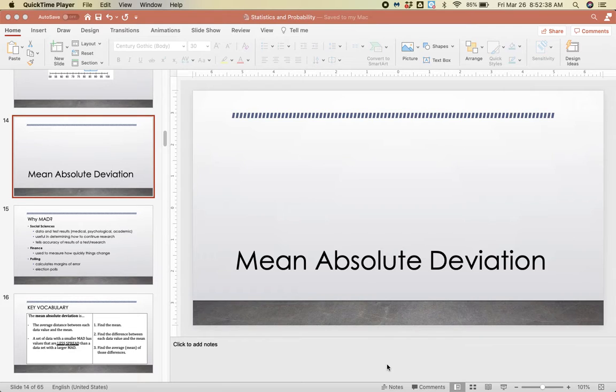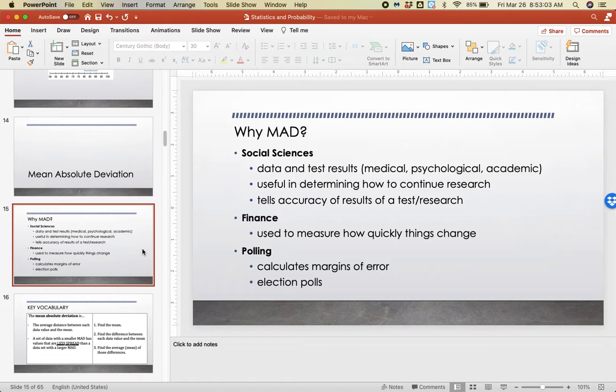We will discuss how to calculate the mean absolute deviation. As I mentioned in the previous video on box and whisker plots, mean absolute deviation is another way to calculate the variability or spread of a set of data. The mean absolute deviation is used in a lot of different scenarios. Here are some examples of times when mean absolute deviation is used in everyday life.